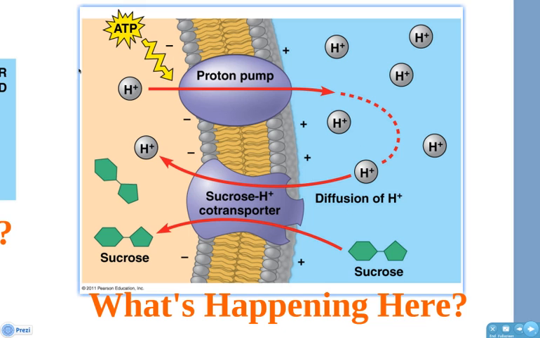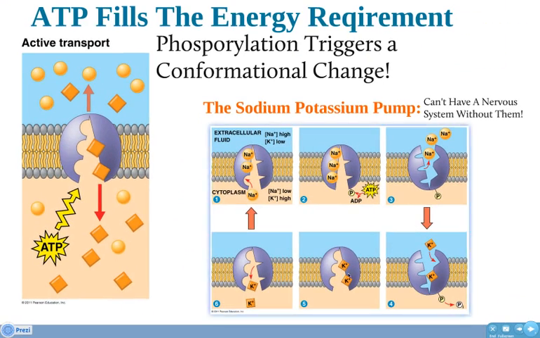So it will store up that energy, and ATP is indirectly providing the energy necessary for co-transport. So it uses the energy to pump the protons out. It creates a mass quantity of protons on the outside, which will drive the co-transporter to bring the sucrose into the cell. And ATP is what fills the energy requirement. So phosphorylation, which is the release of that phosphate, triggers a conformational change in the proton pump.